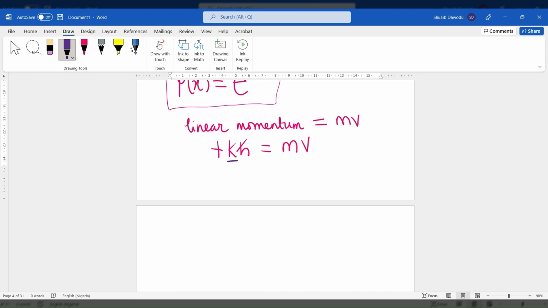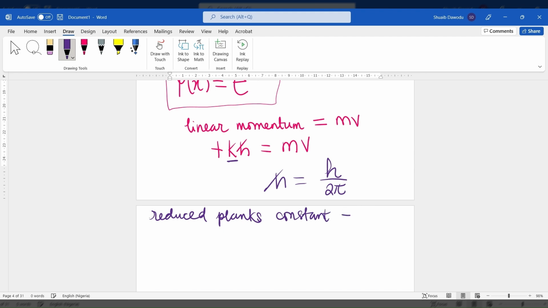Now, I want to quickly mention something. I've been saying h-bar. Well, h-bar is the same thing as Planck's constant divided by another value, which is basically 2 pi. So this h-bar that I've been calling can also be known as the reduced Planck's constant.